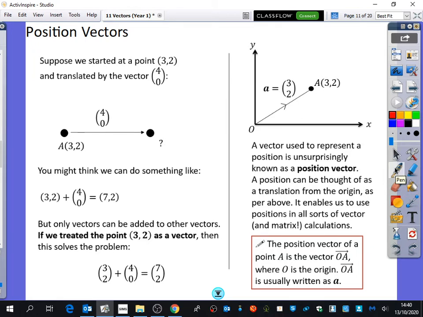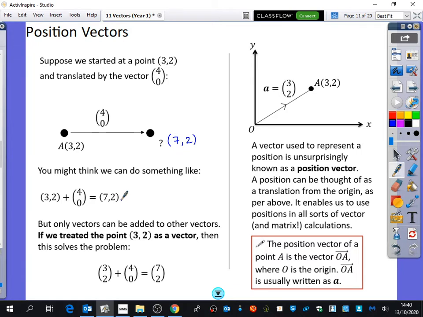So I've said here, suppose that we started at the point, the coordinate, 3, 2, and we translated this by the vector 4, 0. Okay, we're moving it 4 along, and we're not moving it up or down. So where would the coordinate be if we moved it from 3, 2 and we moved it 4 to the right? 7, 2. The x coordinate would have increased by 4. So this might make us think that we could take a coordinate and add on a vector to come up with another coordinate. But we're not allowed to do this.